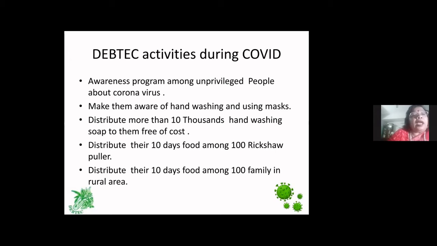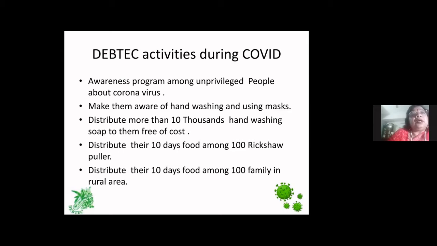Awareness program among the unprivileged people about coronavirus. Our poor people don't understand about the coronavirus; there is a lack of awareness. So we started an awareness program from the very beginning. From 8th March, I started distributing alkaline-based soap to rickshaw pullers, cleaners and different types of people.